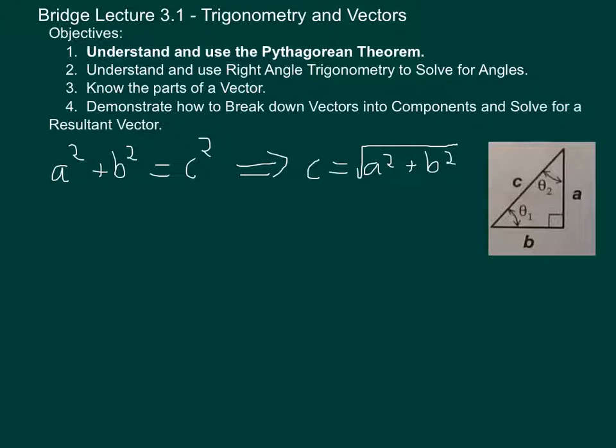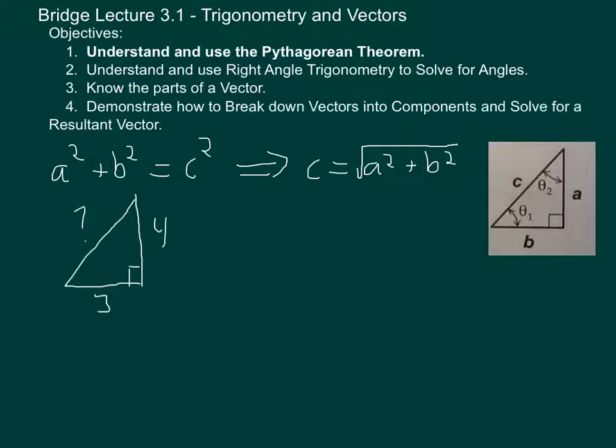Okay, so the first thing, let's understand and use the Pythagorean Theorem. So many of you have seen it as this: a squared plus b squared equals c squared, which mathematically evaluates to c equals the square root of a squared plus b squared. But what this means is the two sides closest to the right angle, b squared plus a squared equals the hypotenuse squared. So now let's do an example with this.